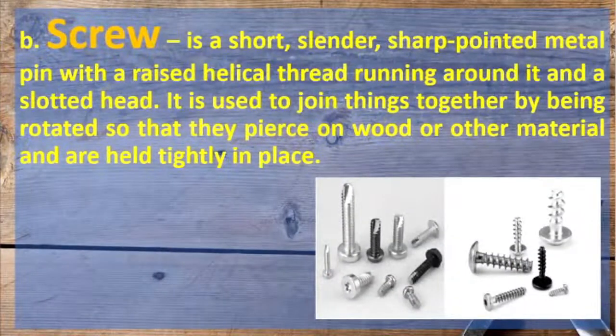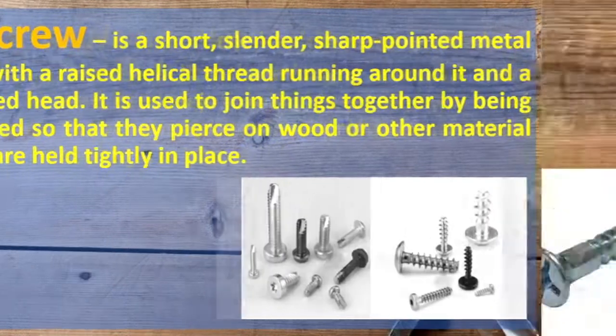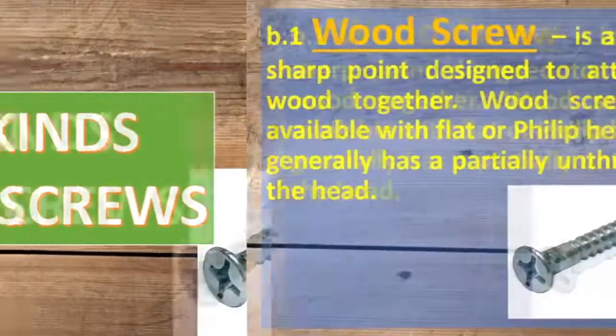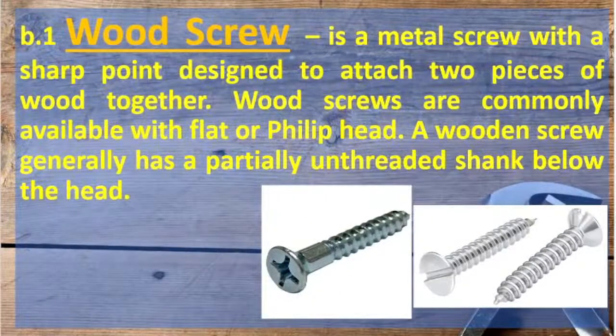Screw is a short, slender, sharp-pointed metal pin with a raised helical thread running around it and a slotted head. It is used to join things together by being rotated so that they pierce wood or other material and are held tightly in place. Kinds of screws. Wood screw is a metal screw with a sharp point designed to attach two pieces of wood together.